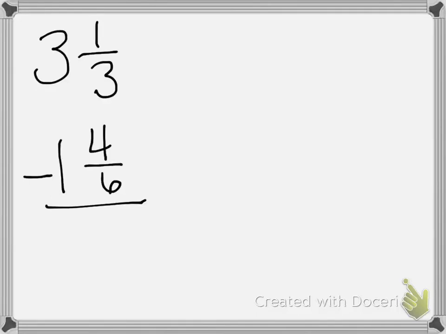Okay, today we're going to subtract mixed numbers. We have 3 1/3 minus 1 4/6. We notice that the denominators are not the same, so we need to get a common denominator. We have the 3 and the 6, so we can either use LCM or ratio tables.